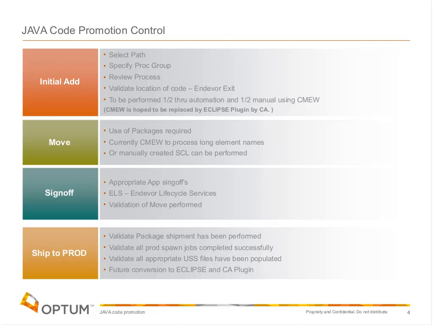For moves, we use packages, which are required. Again, currently CMEW is the only thing that allows us to go from stage 1 up to our production environment. Or we manually create the SCL to do the moves inside Endevor, which means you need to know the exact element name, up to 160 characters in length. We have sign-offs at every stage through our life cycle. This way validation of moves is performed. Again, as mentioned before, ship to prod is a different part of a different LPAR. We have to do validating of packages for shipping. And a future use will hopefully be Eclipse.